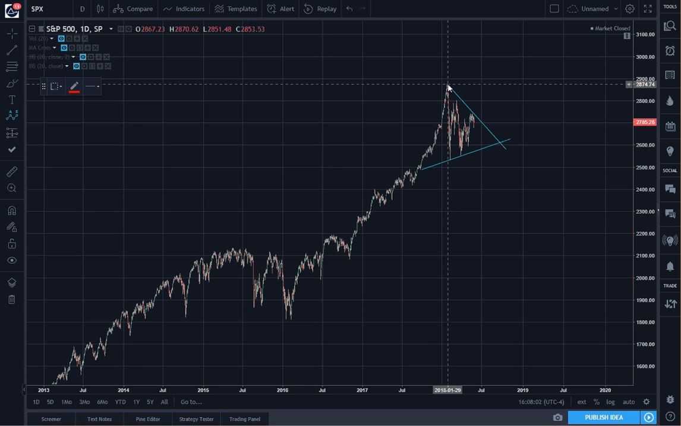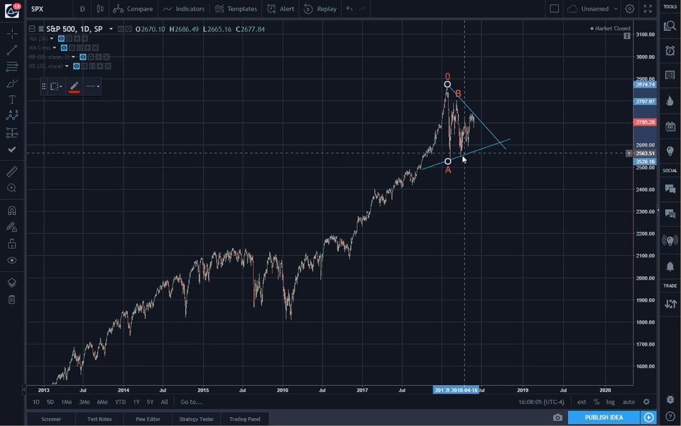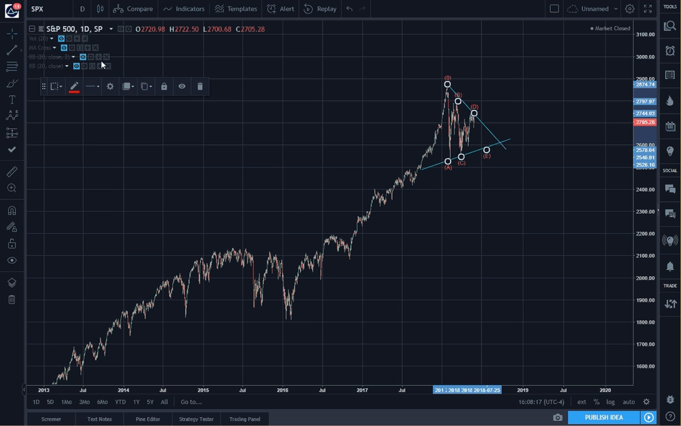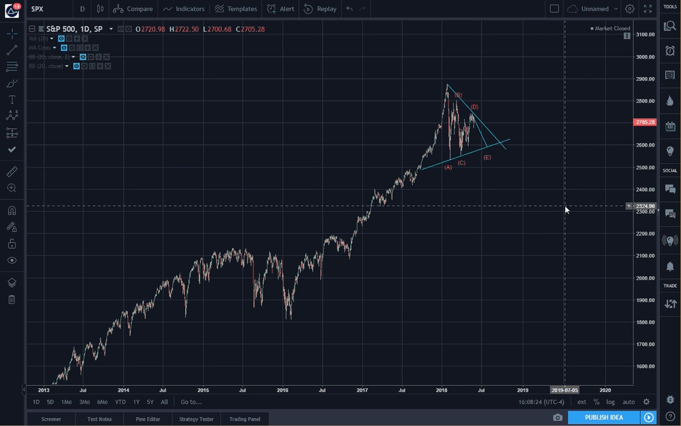I would label this as an A, B, C, D, and E. Of course, the degree of trend has to be changed. And let's show the lines. Actually, no. So we have just about every wave filled in except for the E wave.